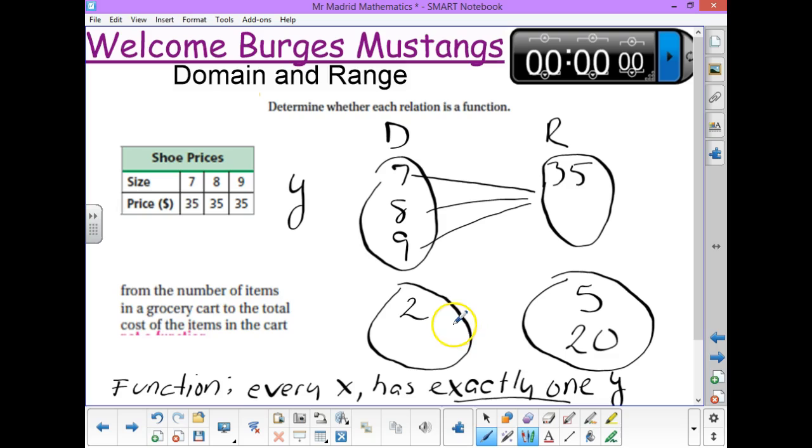So in this case, we have this mapping. For two items, someone paid 5. For two items, somebody else paid 20. Now we can see that this x is being assigned two y values, and therefore this is not a function. So in summary, in this case we have a function and we have not a function.